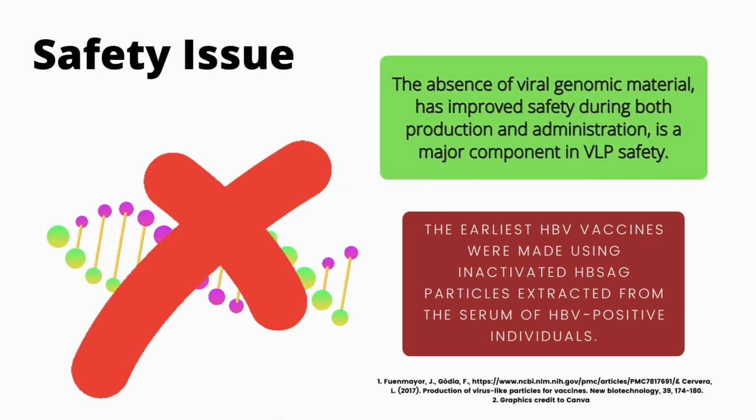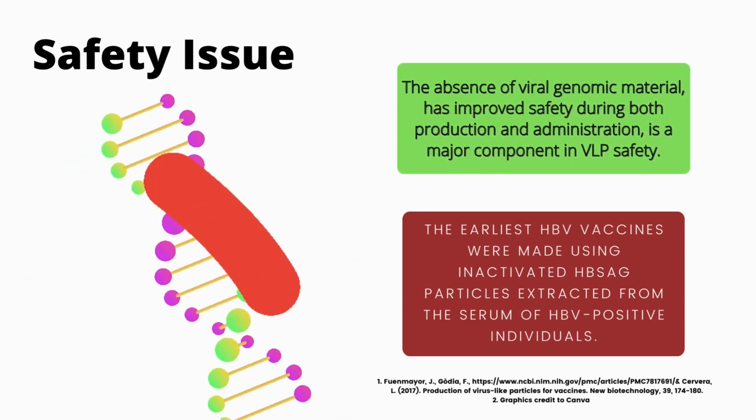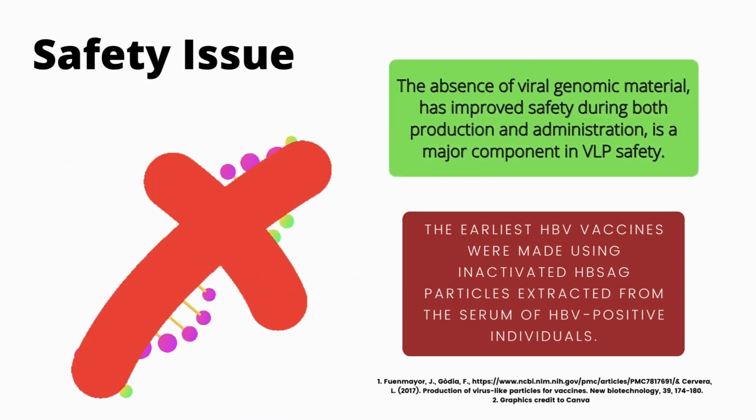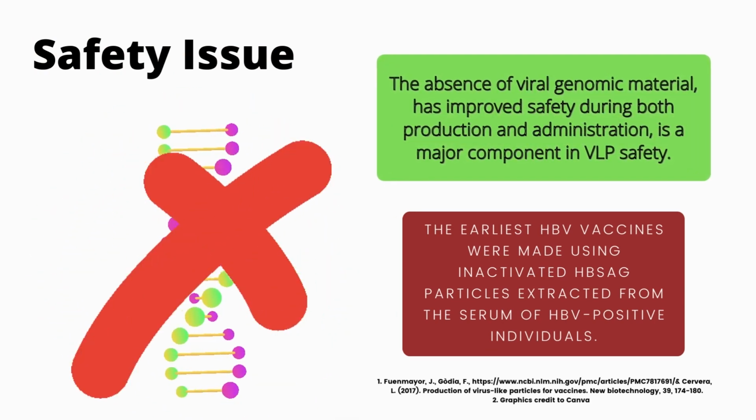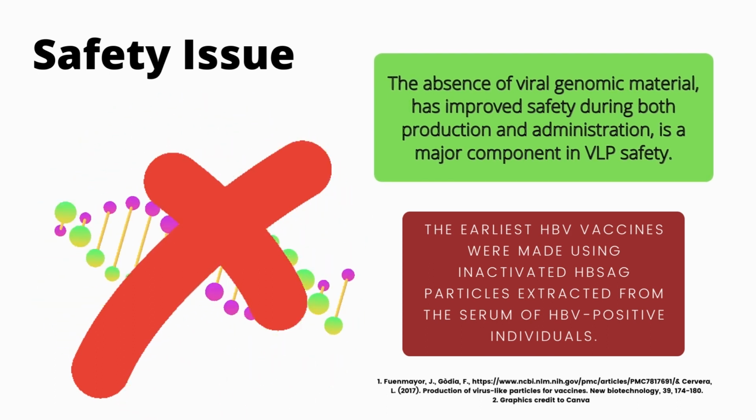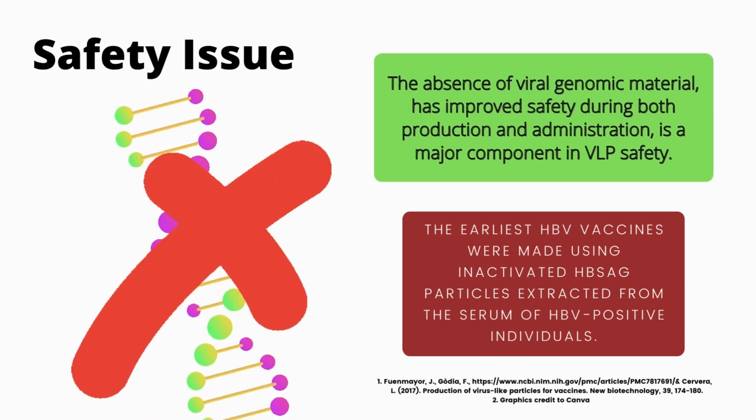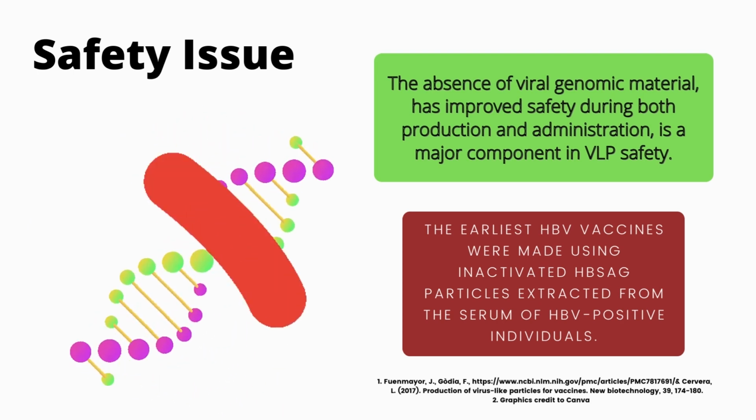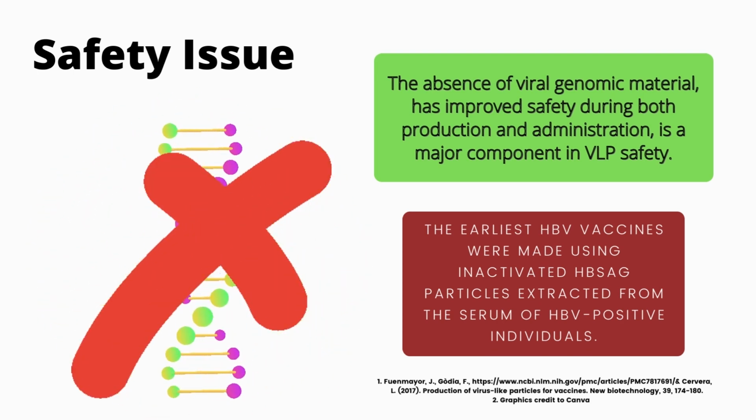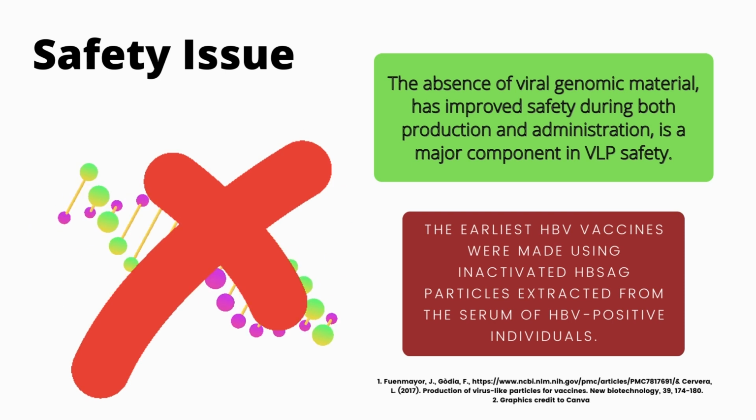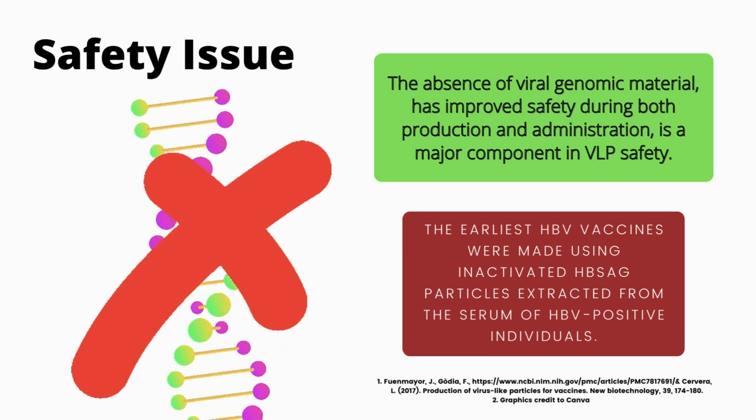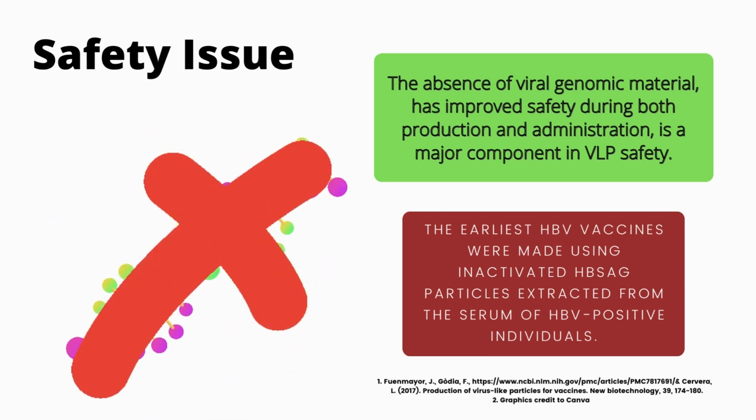The absence of viral genomic material has improved safety during both production and administration, which is a major component for the virus-like particle vaccine safety. The earliest vaccine indicated for hepatitis B virus was obtained by extracting the inactivated hepatitis B surface antigen particles from the serum of HBV-positive individuals.